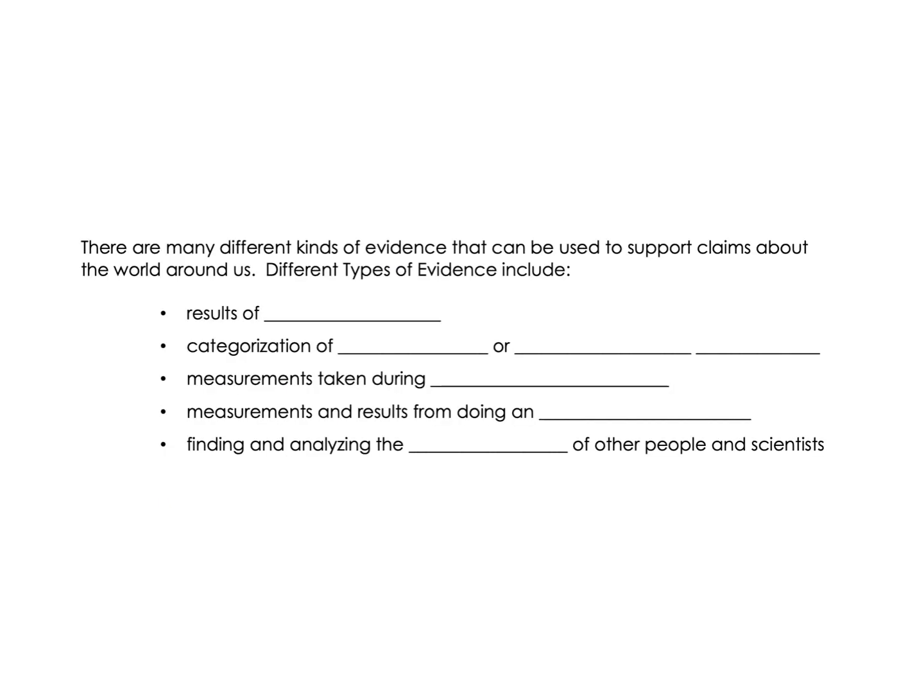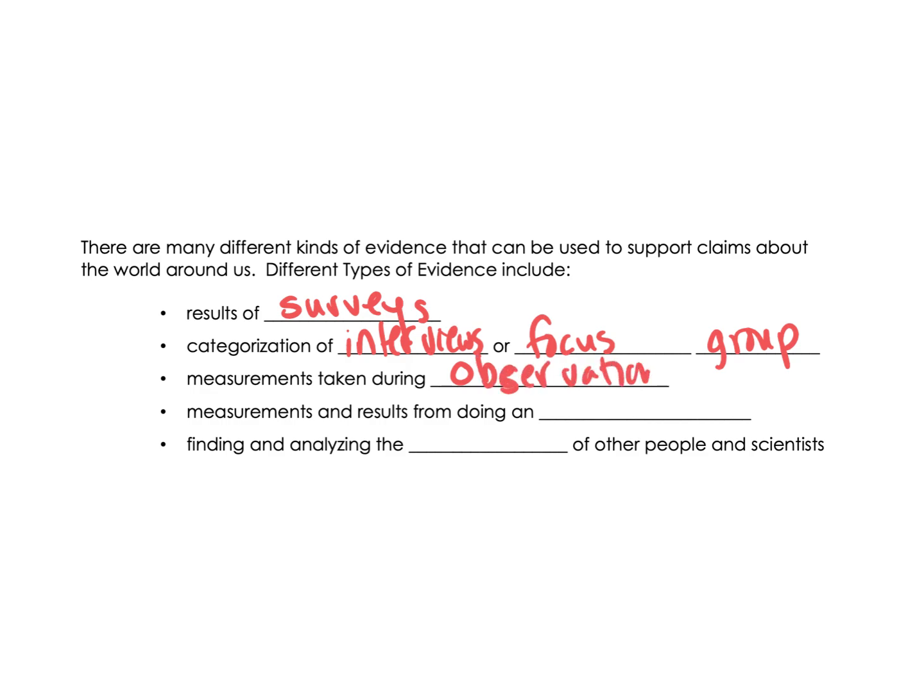So we're going to make a claim about one of those properties, and when we make claims about things, there's lots of different types of evidence that we can use to support those claims about the world around us. One could be the results of surveys. Another one could be categorization of interviews, like sitting down with people and finding out what they think, or focus groups, sitting down with larger groups of people and doing the same thing. You could do measurements that you take doing observations of the world around us.